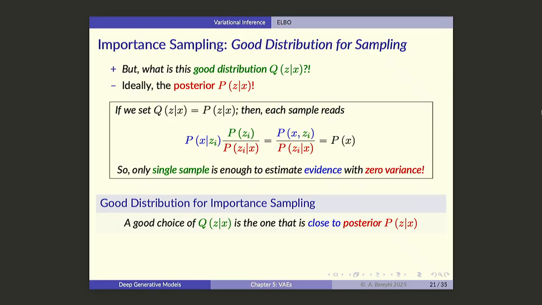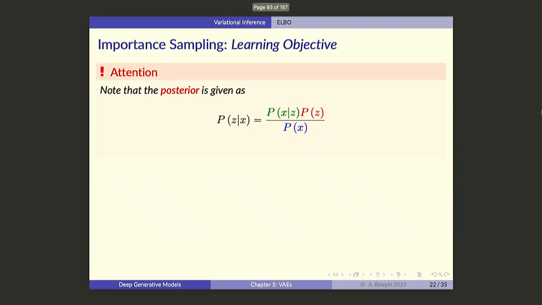The posterior distribution itself is the best distribution. But the problem is that, as you might guess, you cannot compute the posterior. So pay attention to this point. If you want to write it down in terms of things that you have, it's going to be p of z, x given z times p z. This is the joint distribution divided by p x.